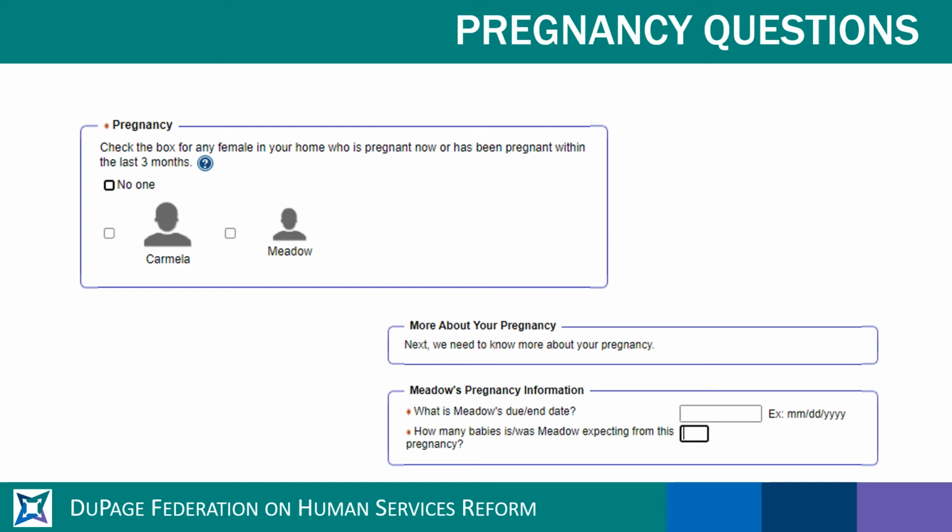This is because for the Medicaid program, that unborn baby actually counts as a household member when determining income eligibility for Medicaid. The unborn baby does not count for SNAP or even TANF in terms of the amount of benefits awarded. But if someone is pregnant, that does convey eligibility for TANF in the category of being a pregnant person.